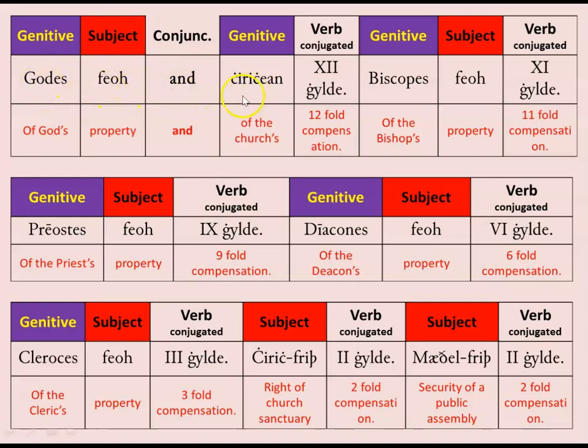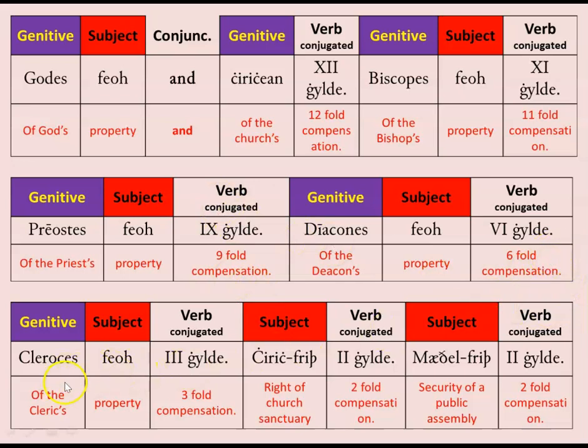Goddess Ferch and Chirachen 12 Yulde. So of God's property and of the churches, 12-fold compensation. Bishop is Ferch and 11 Yulde. Of the bishop's property, 11-fold compensation. Parataxis Ferch Nichon Yulde. So of the priest's property, 9-fold compensation. So don't touch the priest's property. You'll be paying for it 9 times over. Diaconess Ferch Siex Yulde. So of the deacon's property, 6-fold compensation.